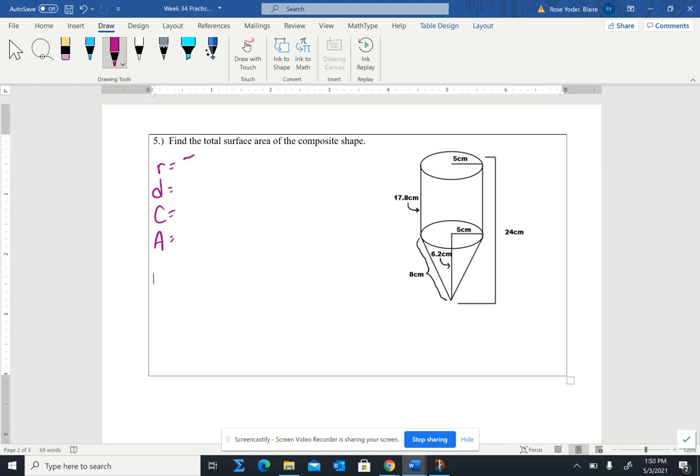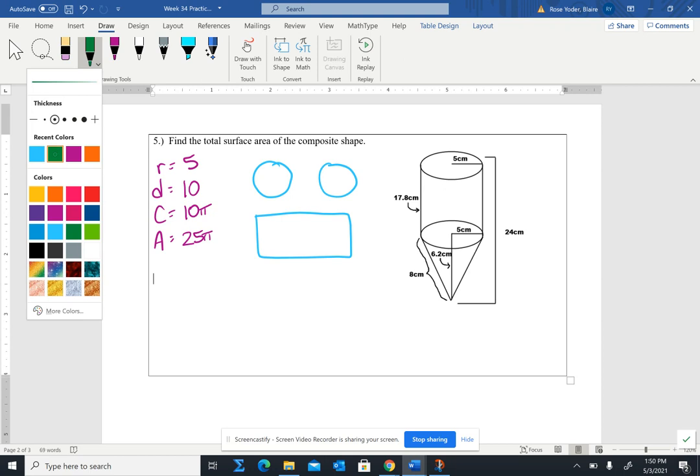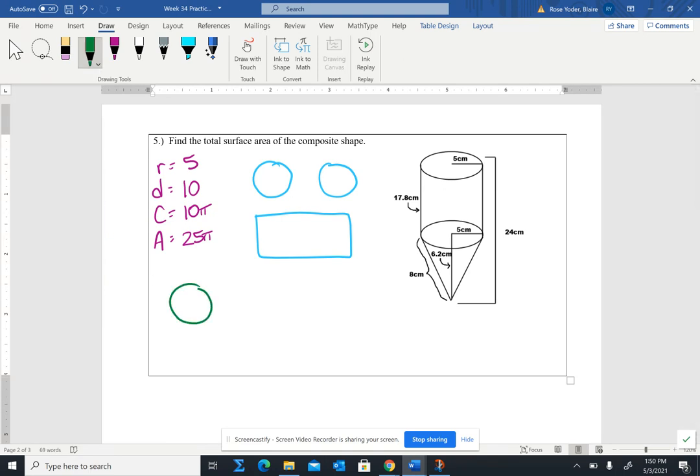So the radius is 5. I'm going to double that for a diameter of 10. Circumference is 10 pi. And then the area, 5 squared pi, 25 pi. So what faces do we actually have? Well, a cylinder looks like 2 circles and a rectangle. A cone looks like a circle and a sector.